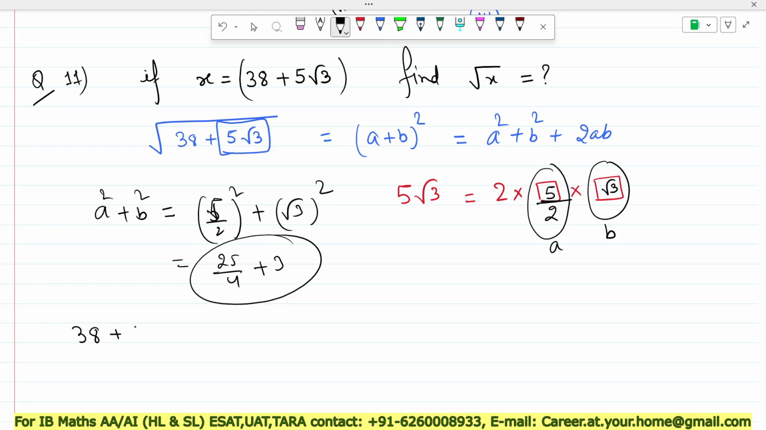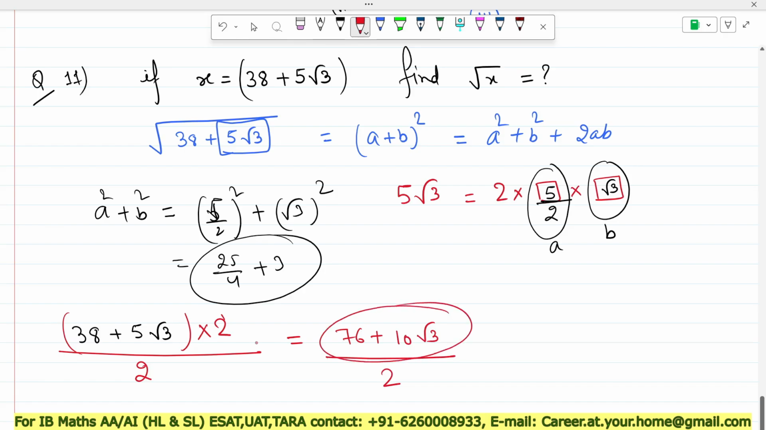If you have this 38 plus 5 root 3, and you are saying that, sir, I don't have 2 as a multiplier in root 3, there is no factor of 2 in the coefficient of root 3. So that's why I want to multiply this by 2. The complete expression will get multiplied by 2, and for that adjustment, I will divide it by 2 also. Are you getting this? So now your question changes: 38 into 2 is 76. So now you will have 76 plus 10 root 3 divided by 2. Now work on this. Are you getting my point?